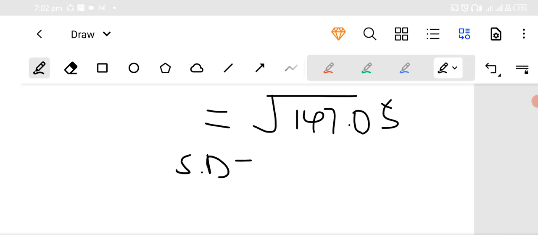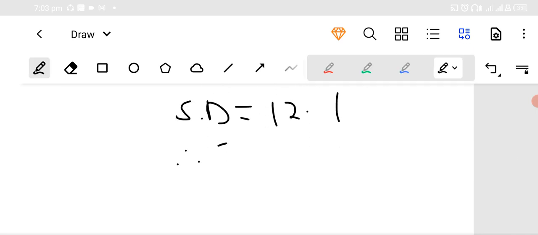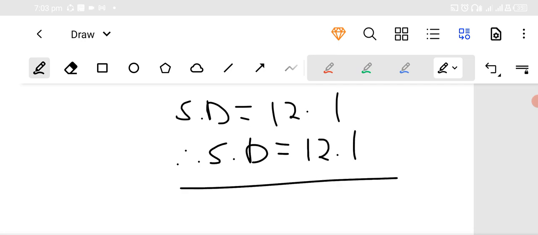Standard deviation is equal to the square root of that, which is 12.126, so 12.1. Correct to three significant figures. Therefore, standard deviation is equal to 12.1.